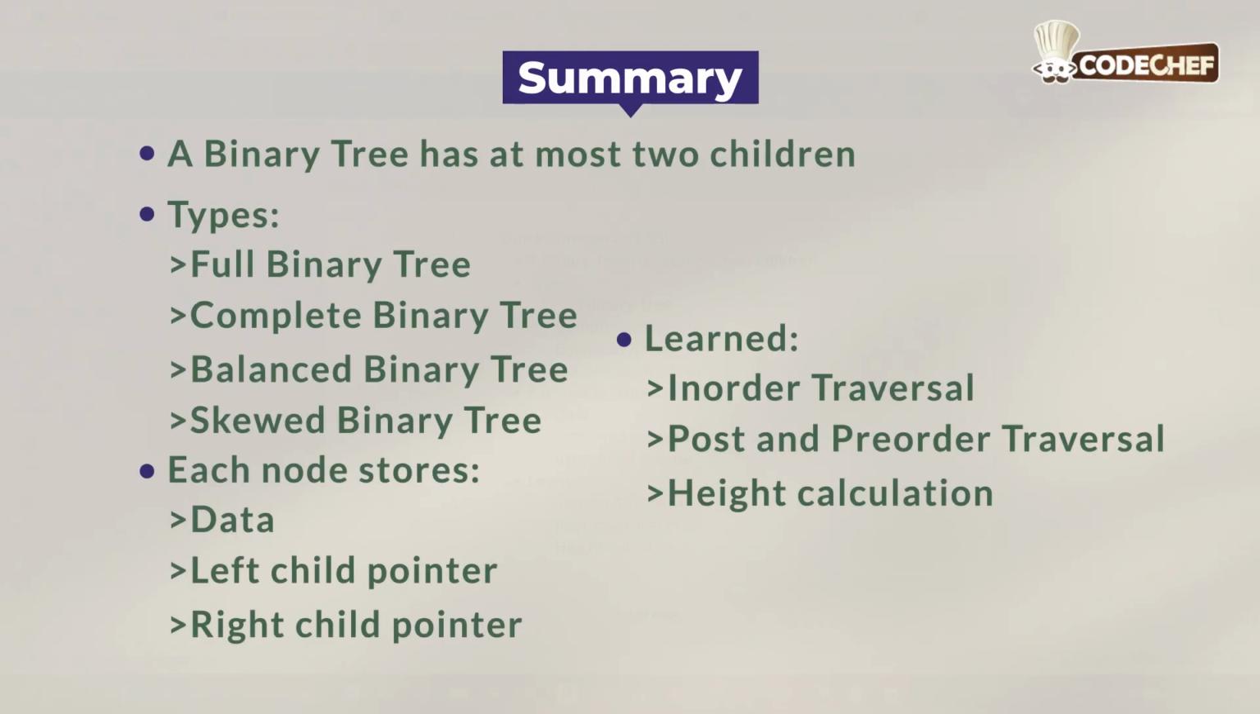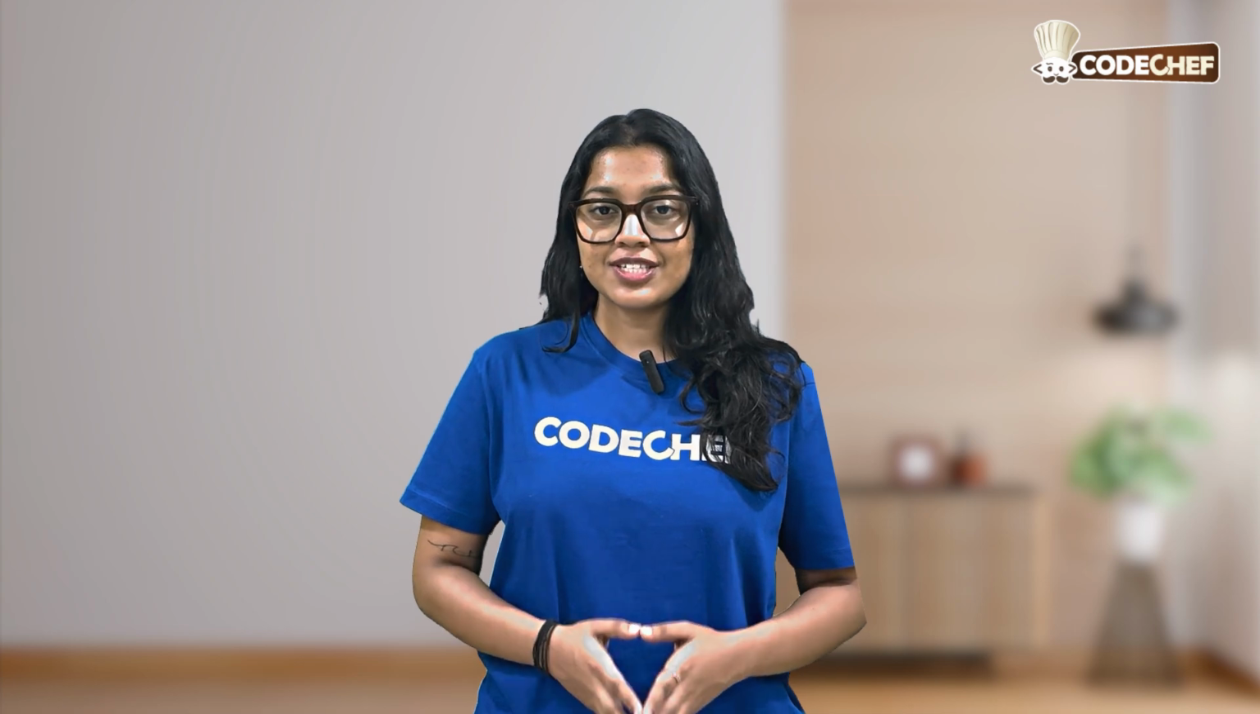Now let's quickly summarize what we've learned. A binary tree has at most 2 children. There are 4 types of binary trees: full binary tree, complete binary tree, balanced binary tree, and skewed binary tree. Each node stores data, a left child pointer, and a right child pointer, and we learned in-order traversal, post-order and pre-order traversal, and height calculations. That's it for this video.